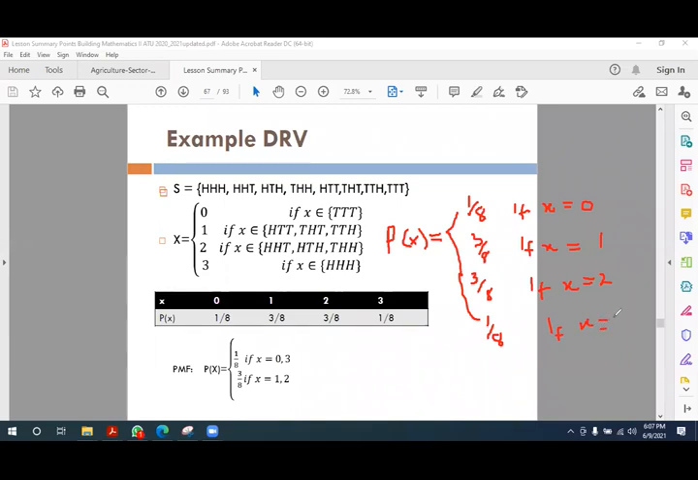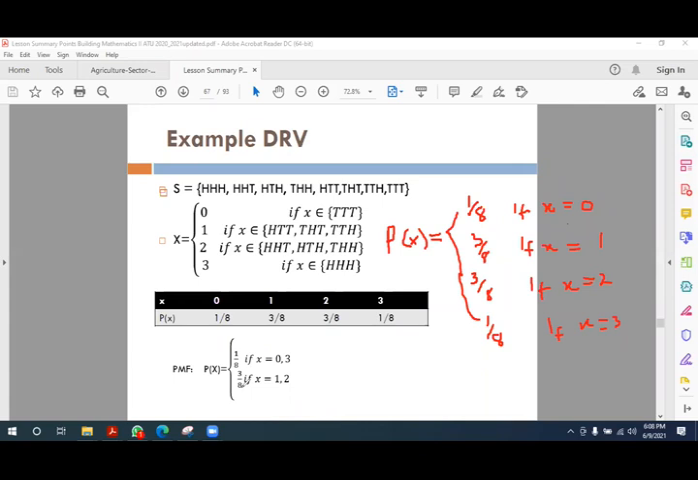Now, if we are talking about probabilities, this is 1 over 8. This is 1 over 8. It's the same chance, not so. So we can combine them and just say that when X is equal to 0 and 3, this is 1 over 8. And this is 3 over 8. This is also 3 over 8. So we can combine the two and just say when X is 1 and 2.